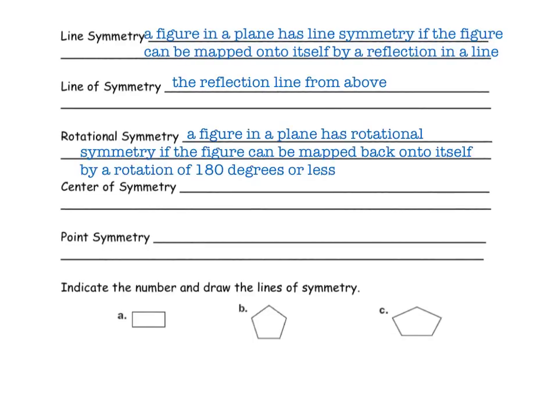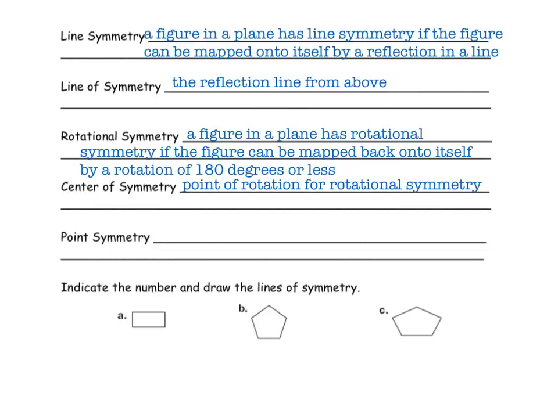So when we talk about rotational symmetry, we know that a figure in a plane has rotational symmetry if the figure can be mapped back onto itself by a rotation of 180 degrees or less. Obviously, every figure, when rotated 360 degrees, has rotational symmetry, so that doesn't count. So it has to be 180 degrees or less than that. And as you rotate it, it needs to look exactly like the figure you began with for it to have rotational symmetry.